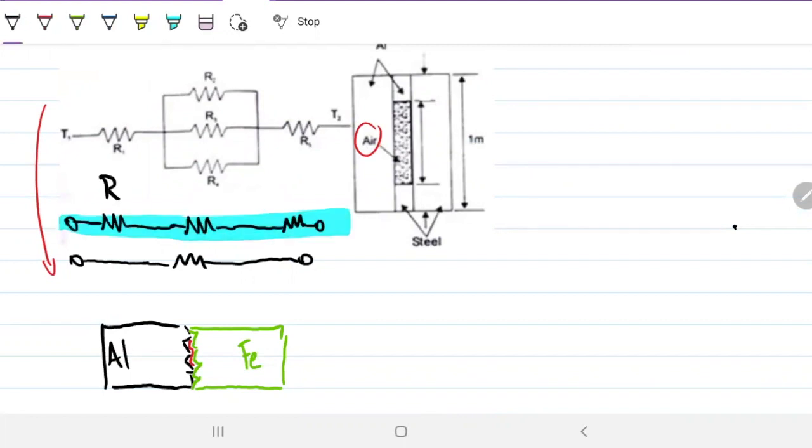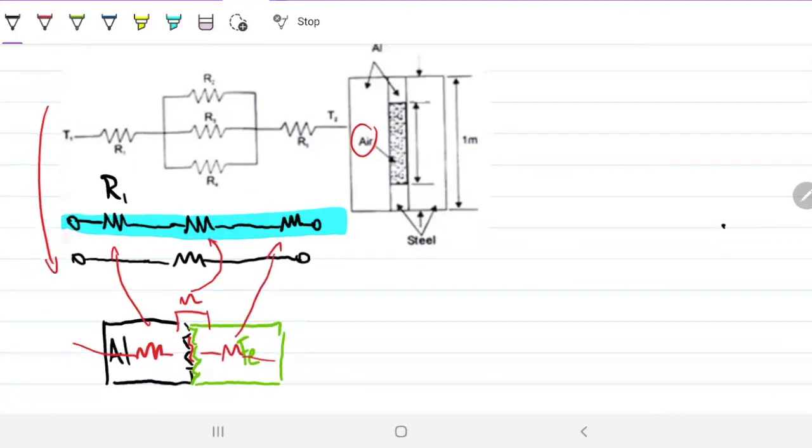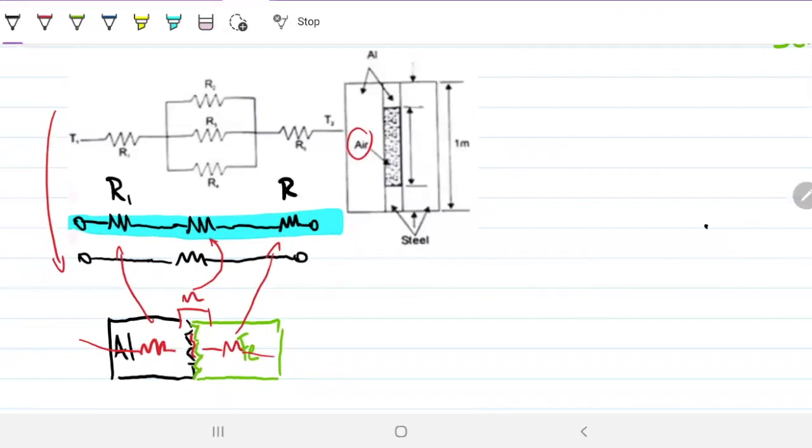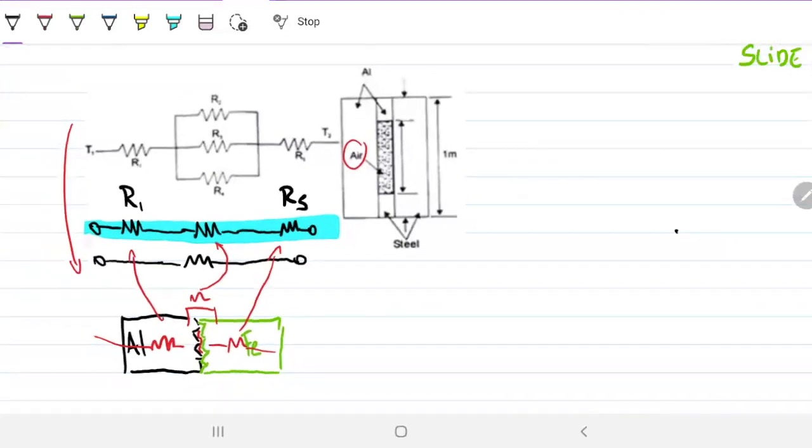This one here will be R1, the resistance due to the aluminium. Then we're going to have a resistance due to the gap. That will be our second resistance. And finally, we're going to have a resistance due to the steel. That will be our third resistance. Regardless of the method that we choose, we're still going to have to calculate R1 and R3. We can start with those.